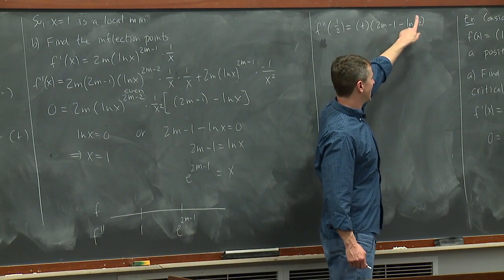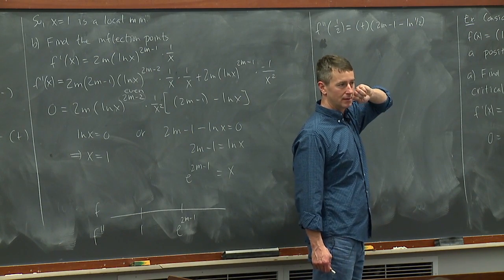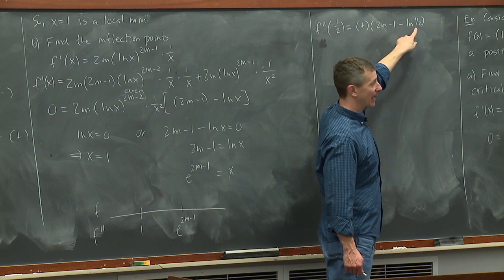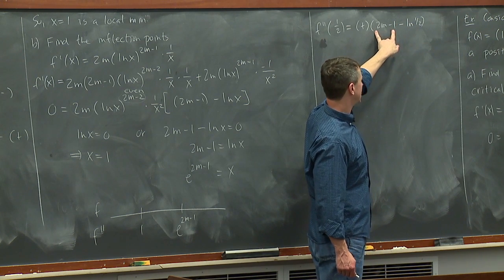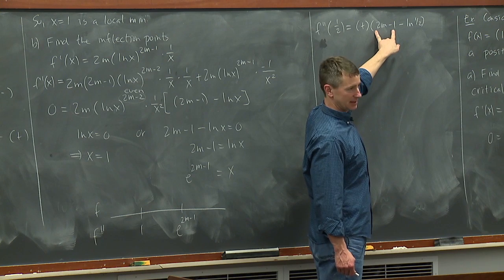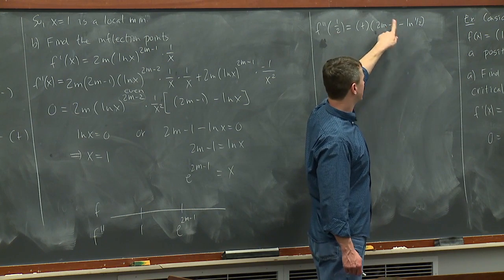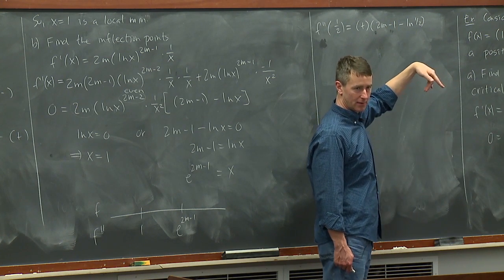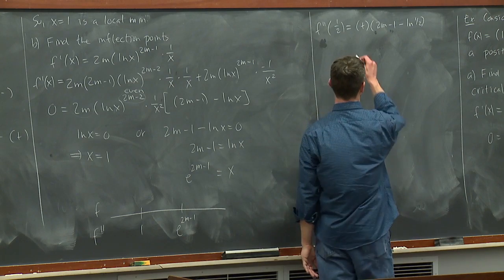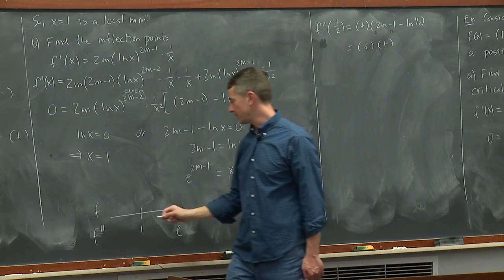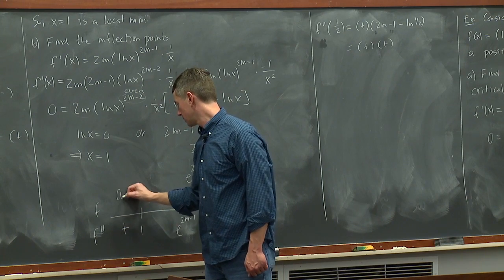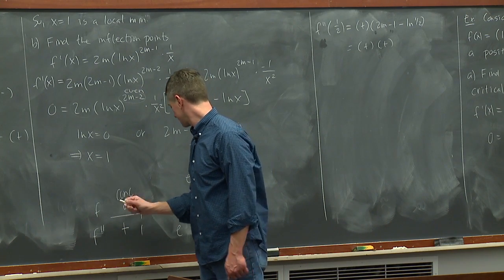But ln of 1/2 we decided is what kind of number? It's a negative. So we're taking minus a negative, which is like adding, right? But 2m minus 1 was already what sign? Positive, right? 2m is at least 2. So we've got a positive minus a negative. That's a positive plus a positive. So that's a positive. So what's the concavity of f out here? Concave up.